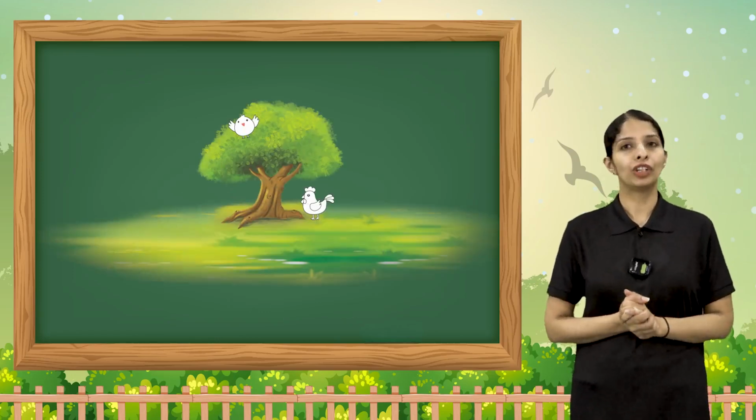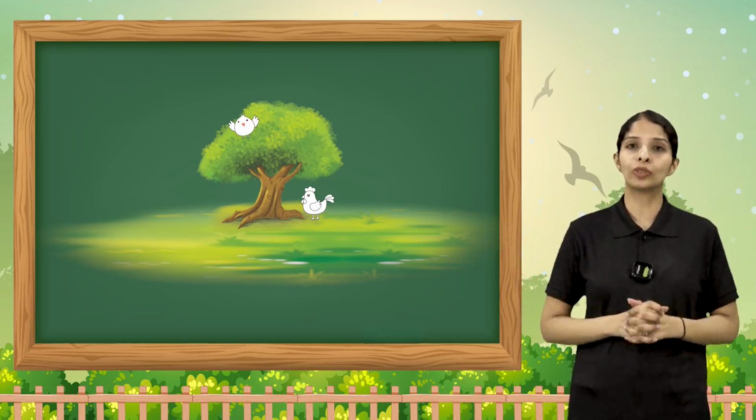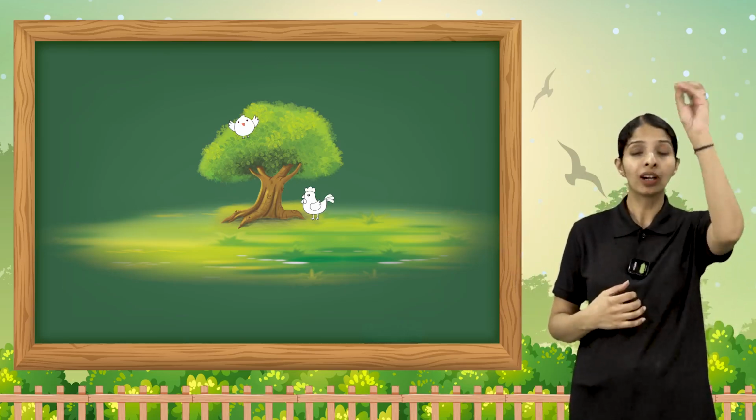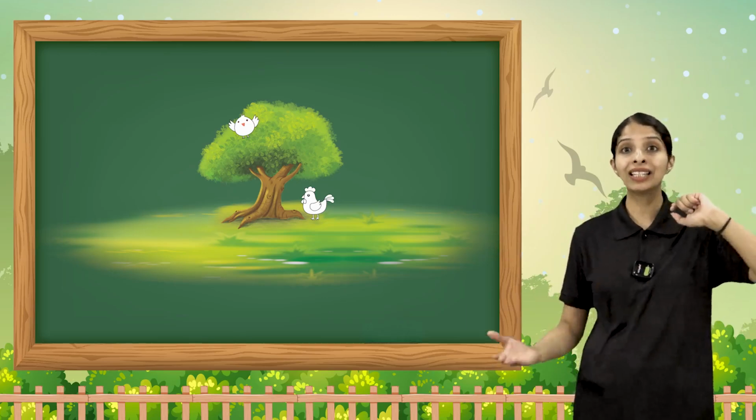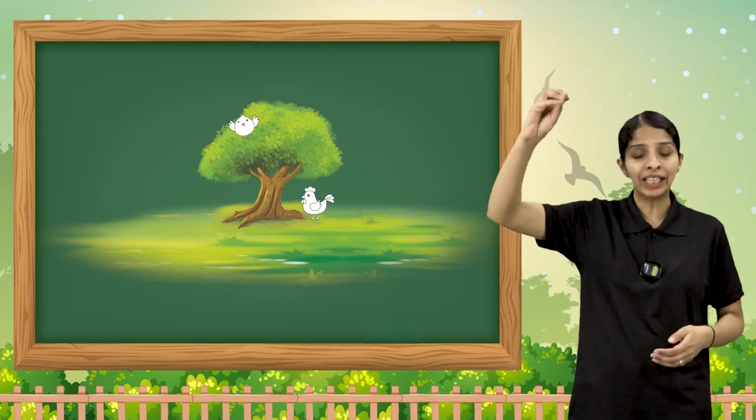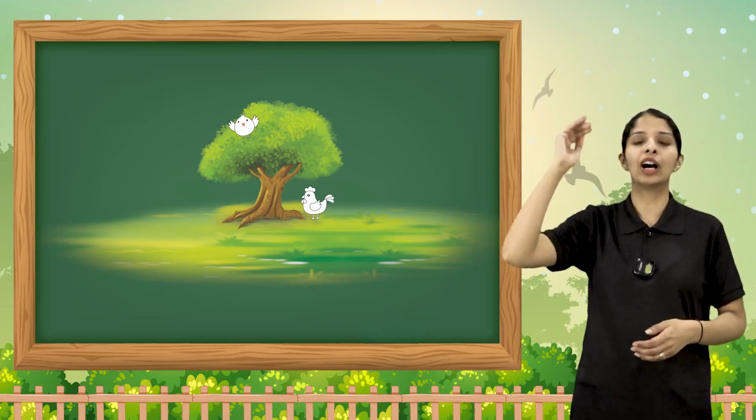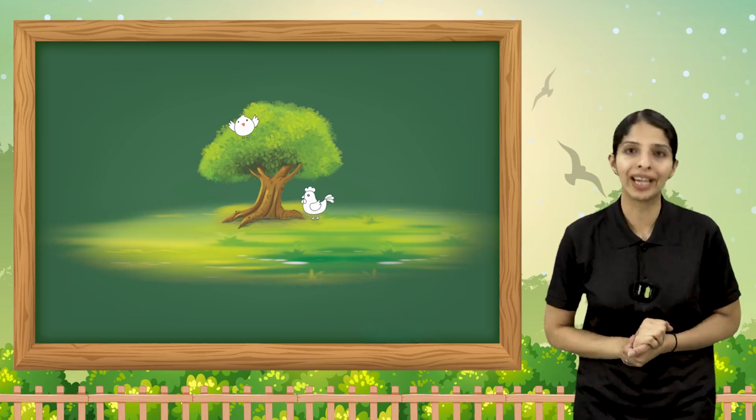Now another question given to you in your book is, there is a tree which is colorful. There are two objects, two birds. One is sitting on the tree and the other one is under the tree. So the object which is on the tree, you will color it with blue, and the object which is under the tree, you will color it with red color. So children, this is the concept of on and under.